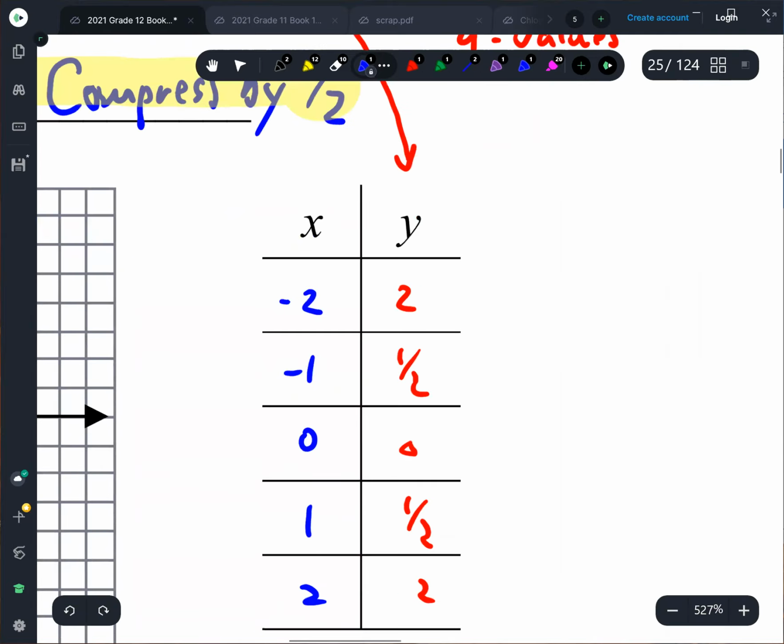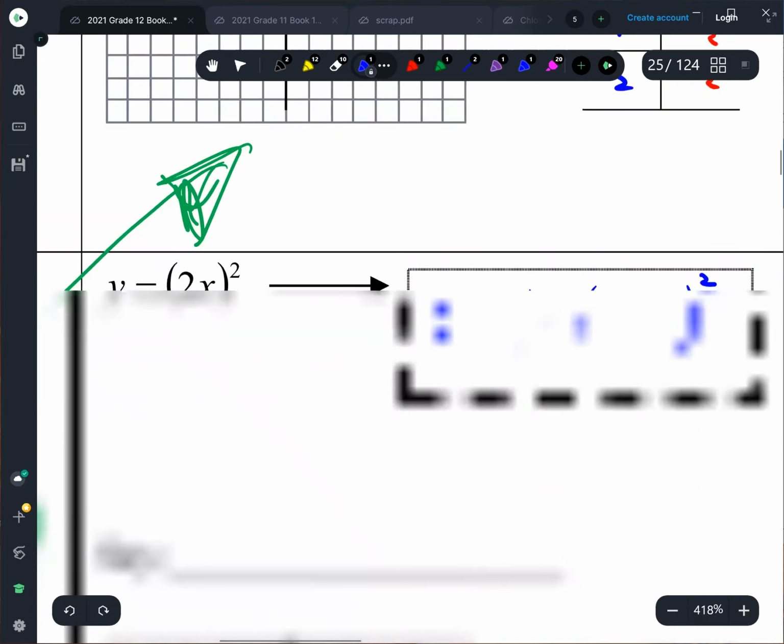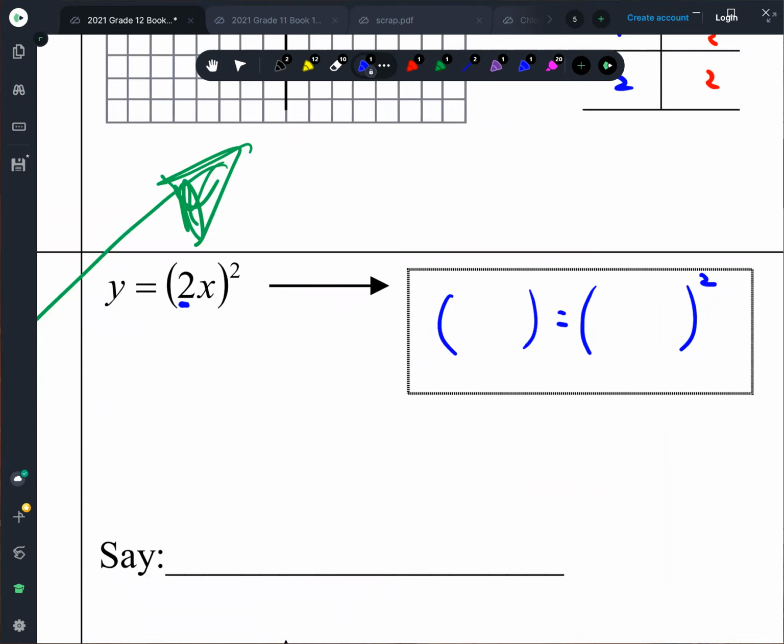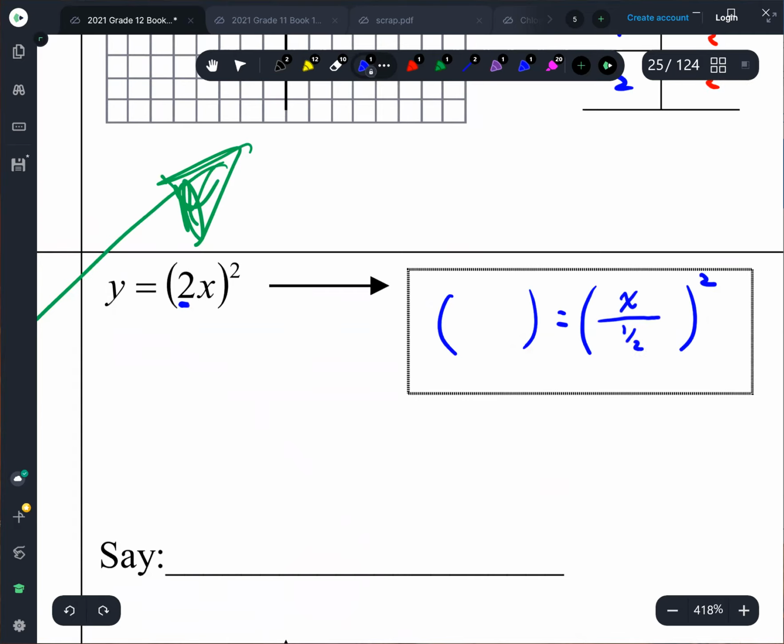So similar with this one, you have a 2x, and if I want to move the 2 under, it will become what? x over 1/2. Yeah, okay. So remember, you need to flip the number, okay? Because the 1/2 is the number that's affecting the x value, not the 2, right? So that's why we move it over. The y, nothing happens.